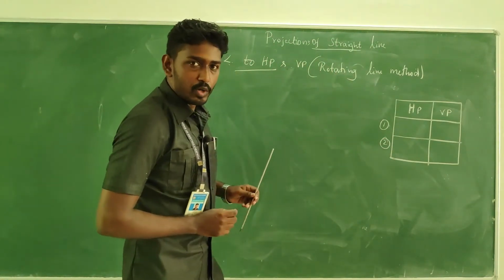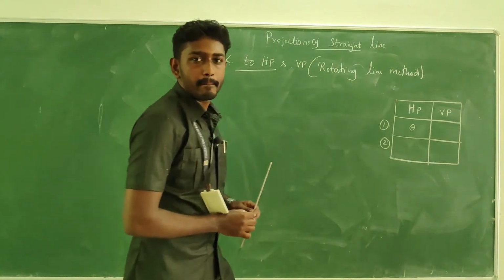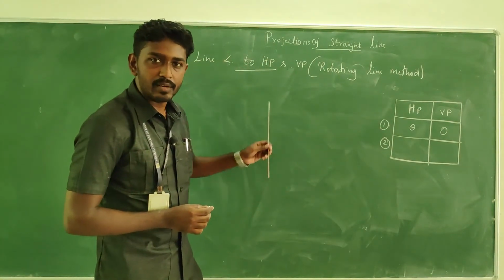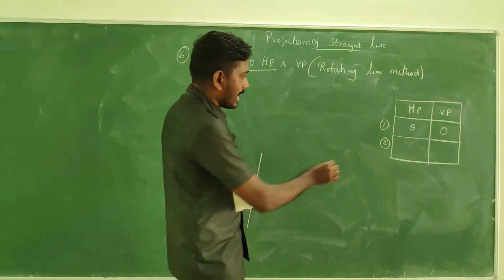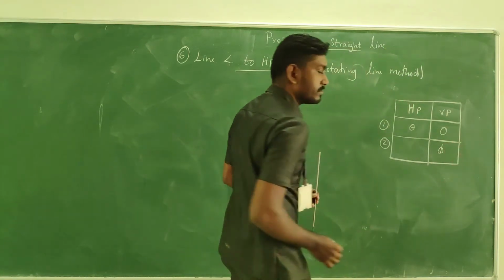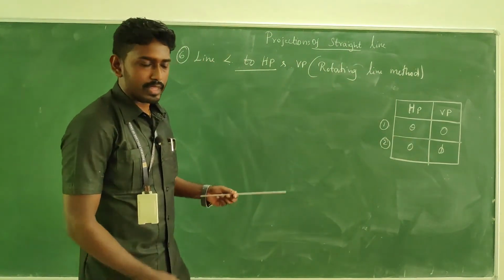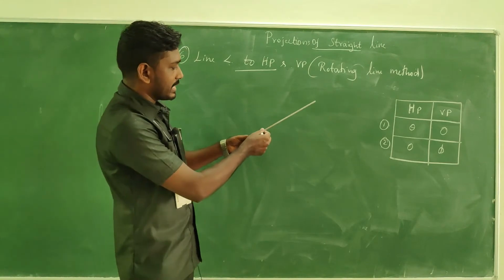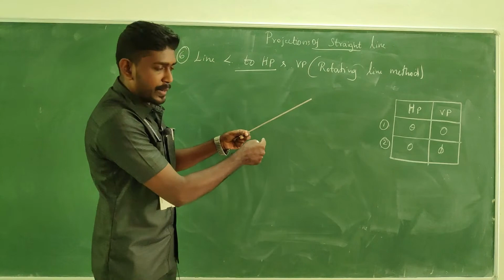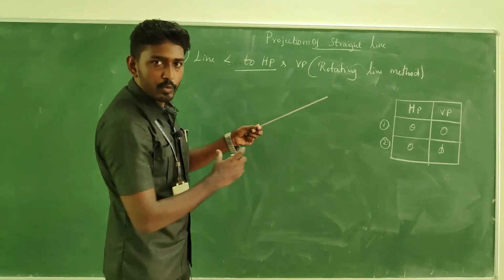So first what we do is, we consider the HP inclination theta. At that time, we keep the vertical plane inclination as 0. And second, we consider VP inclination phi. At that time, we keep the horizontal plane inclination as 0. That means, first of all, we will take the observation with the line inclined to HP and parallel to VP, something like this, and we will get the front view and top view projection.